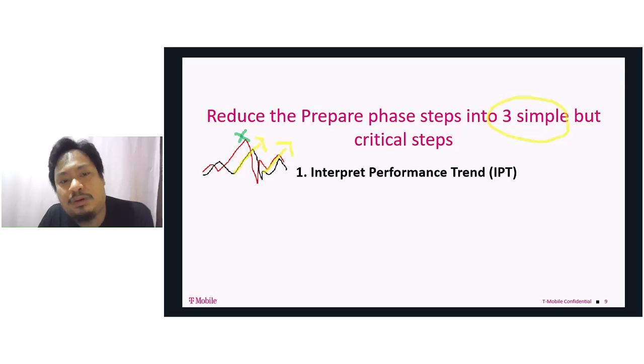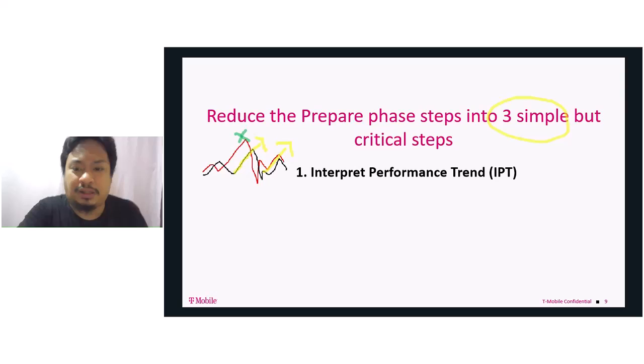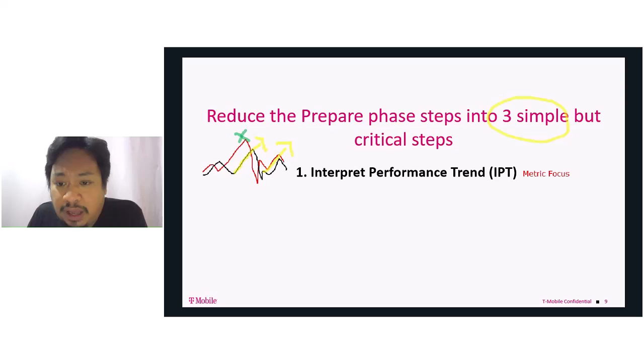So going back, it's just thinking critically. But to make it simple, find the metric focus. What metric would you want to move when you say interpreting performance trend? So find the metric focus. Yun lang. Pag nakita mo na downward trend yung isang metric, di may metric focus ka na.